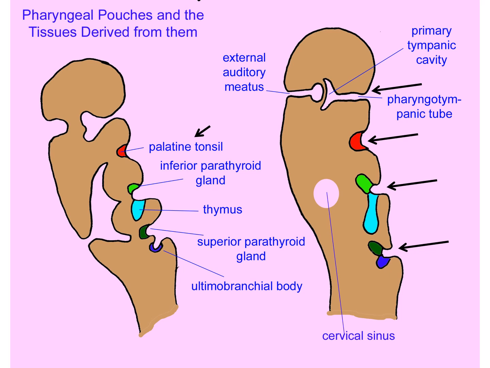Now, in the figure to the left, this is the tonsillar fossa, and inferior to it is the inferior parathyroid gland and thymus, and the last one will develop into the superior parathyroid gland and ultimobranchial body.